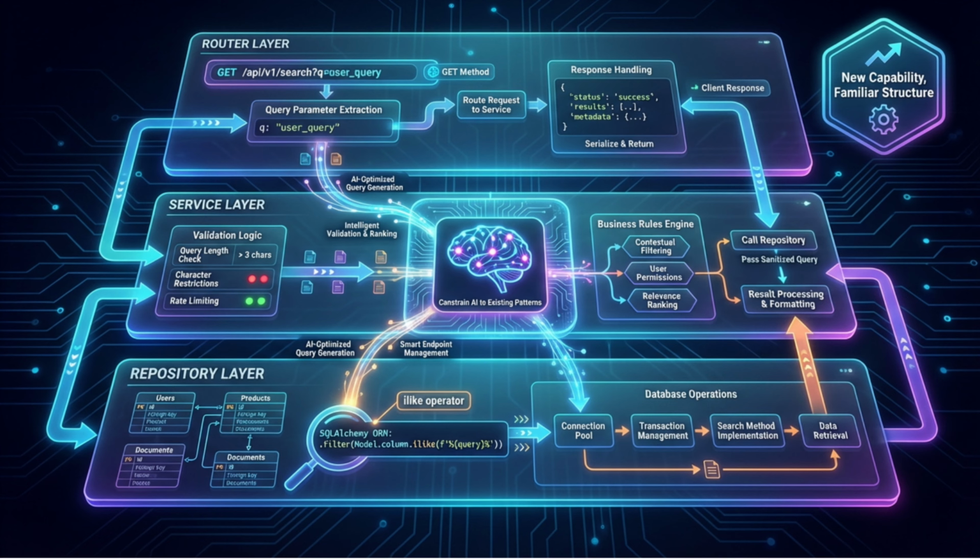The pattern matches what already exists in the codebase. New capability, familiar structure. This is what happens when you constrain AI to existing patterns. It extends the system instead of reinventing it.